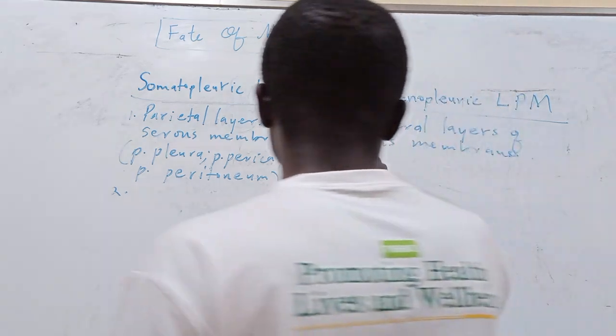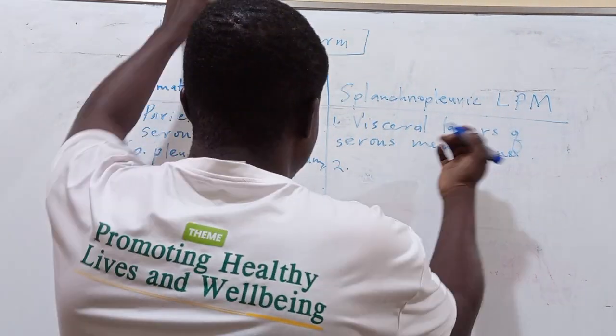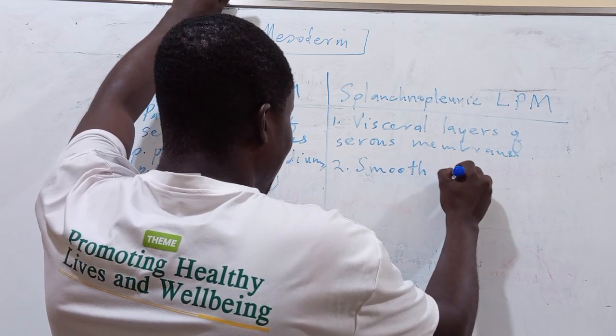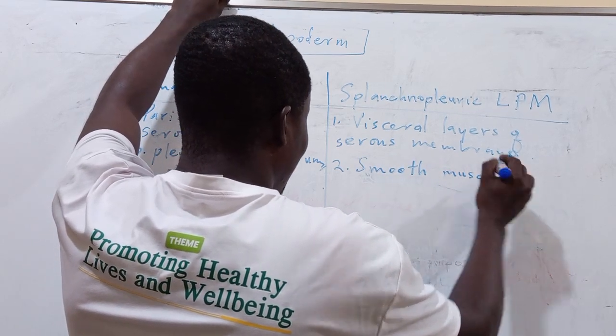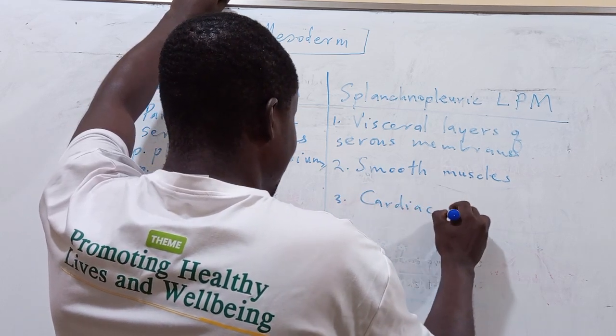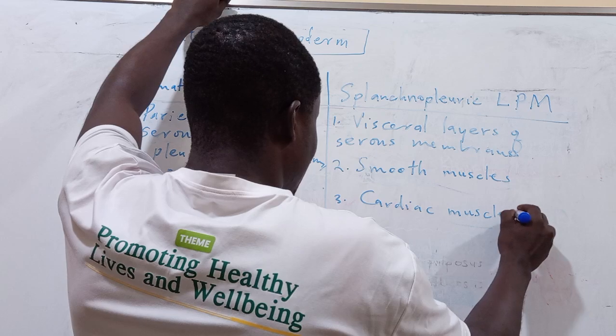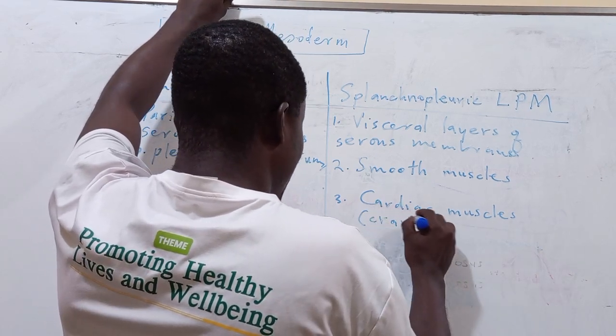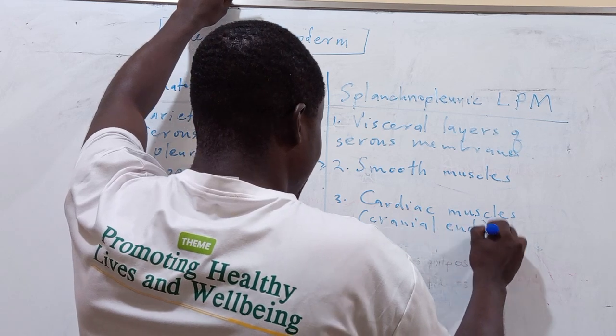So what muscles are we talking about? We are talking about smooth muscles, and then we also have cardiac muscles. But my friends, I want to put that over here at the cranial end of the embryo. Cranial end of the embryo.